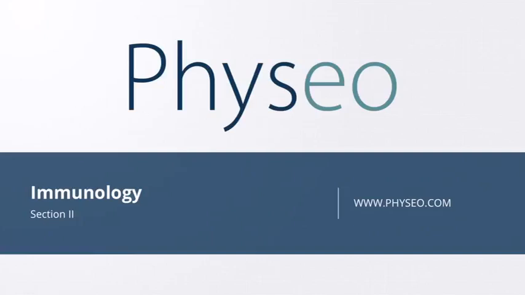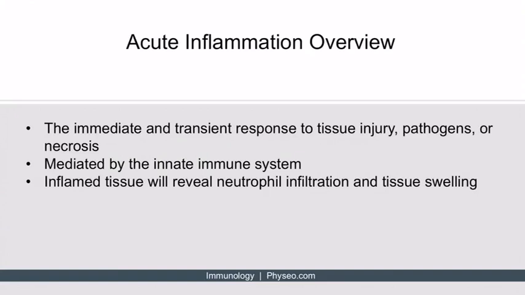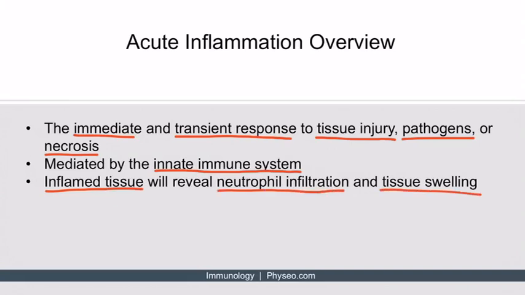Welcome to section 2 of immunology. In this section, we'll be discussing acute inflammation. Acute inflammation is the immediate and transient response to tissue injury, pathogens, or necrosis, and it's mediated by the innate immune system. And the inflamed tissue itself will reveal neutrophil infiltration and tissue swelling.